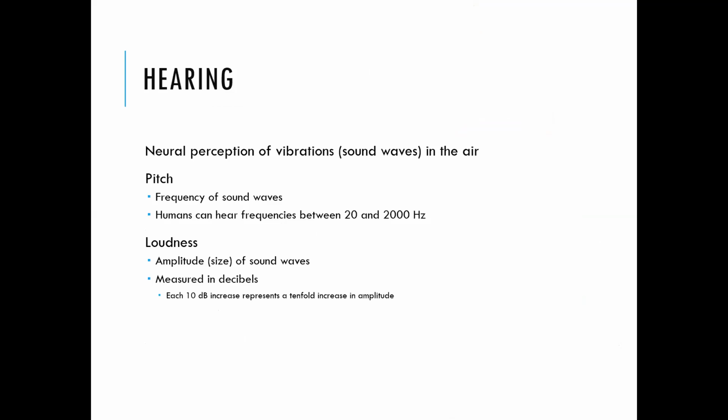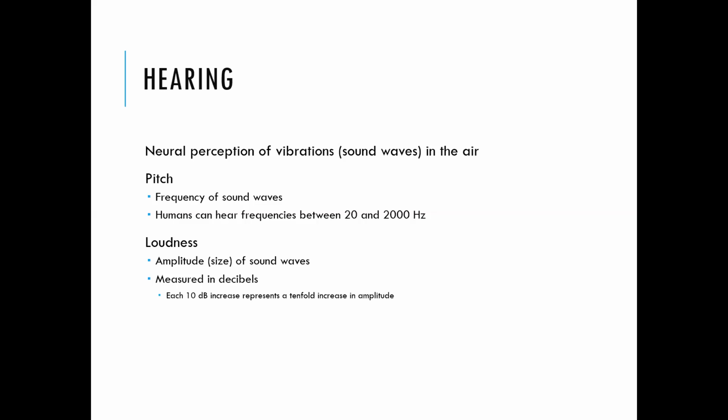Then we have hearing. Hearing occurs because there's neural perception of vibrations or sound waves that are present in the air. The way in which we hear things depends on the pitch of the sound wave, or the frequency of sound waves. Humans can hear frequencies between 20 and 2000 hertz.